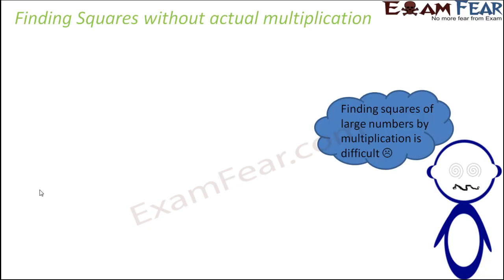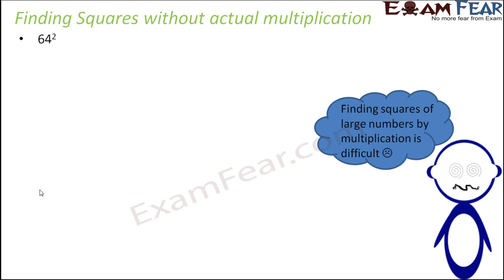Now, when we are talking so much about squares, you might be thinking that for smaller numbers it is fine. But for larger numbers, finding their squares by actual multiplication could be difficult. So how do we find squares of larger numbers? Let's take an example. Let's say that I ask you to find out the square of 64.